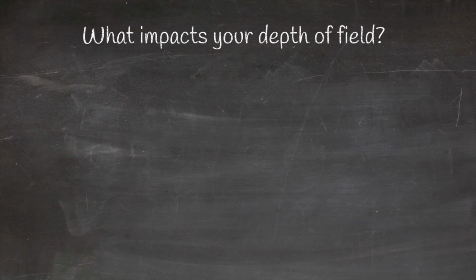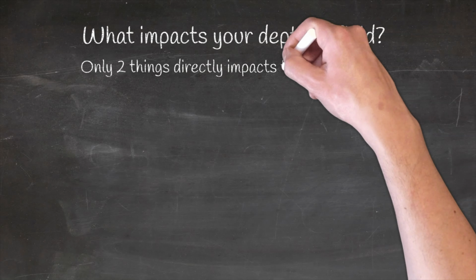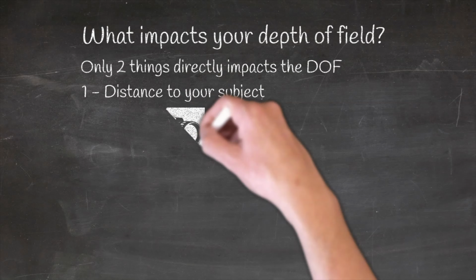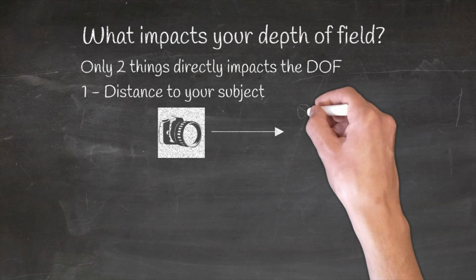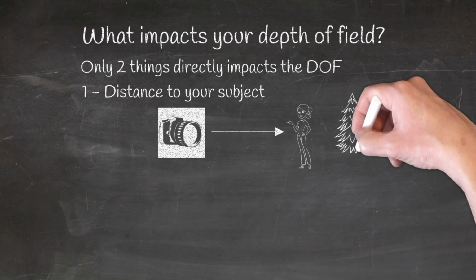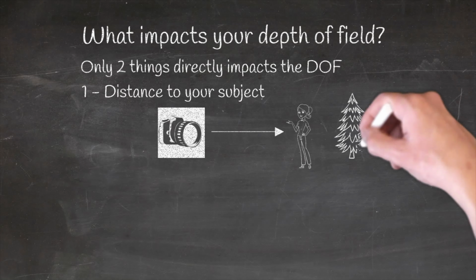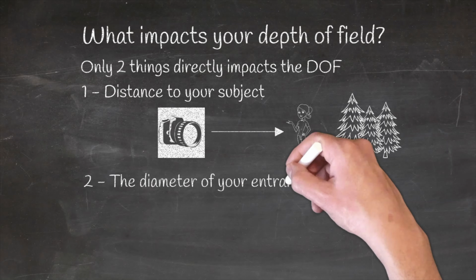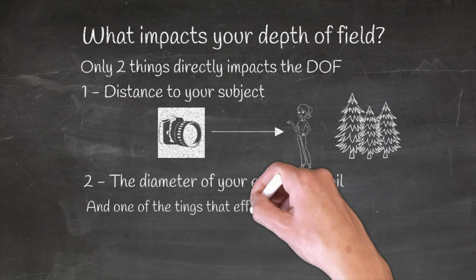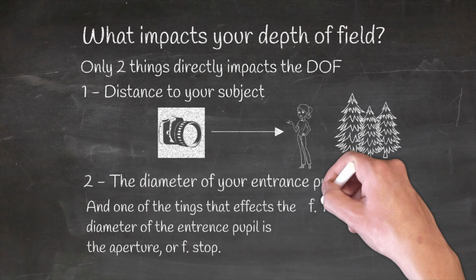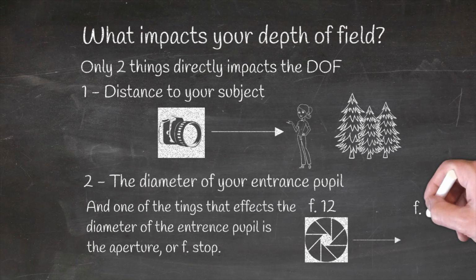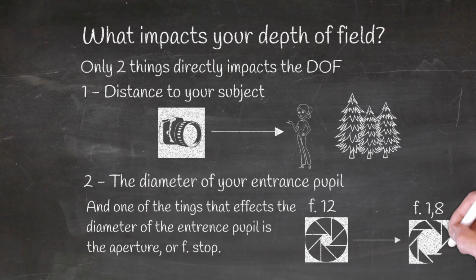So what impacts your depth of field? Only two things directly impact your depth of field. 1. Distance to your subject: how far away or how close you are to your subject. And 2. The diameter of your entrance pupil. And one of the things that affects the diameter of the entrance pupil is the aperture settings on your camera, also known as f-stop.